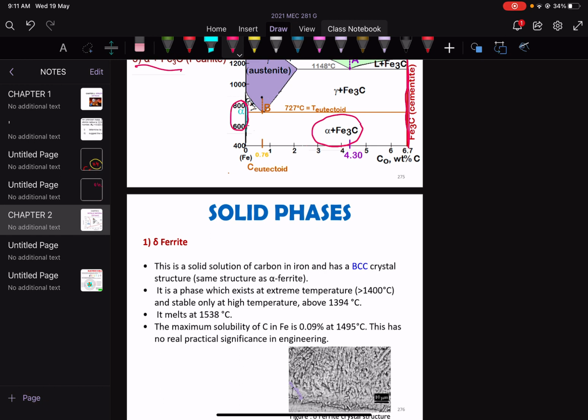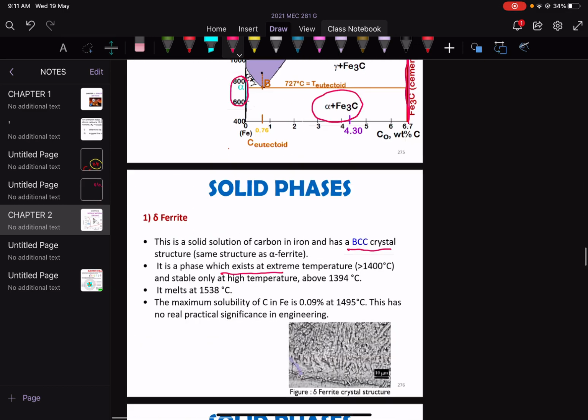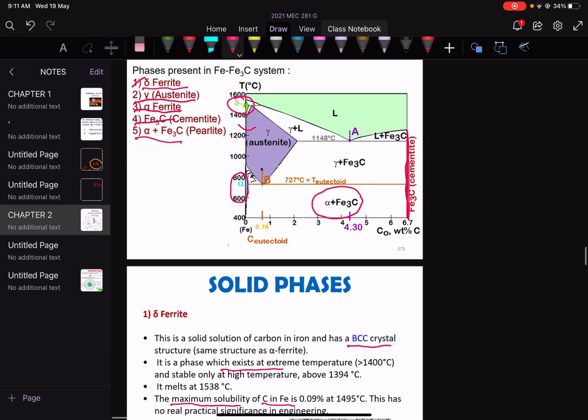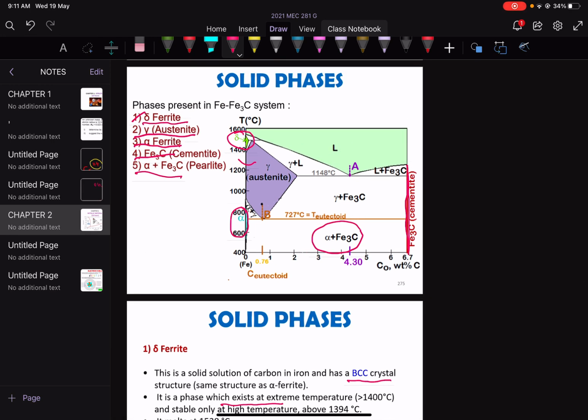For delta ferrite, it is basically a BCC crystal, and it exists at very high temperature, and the maximum solubility of carbon in ferrum is at 0.09%. Here, 0.09.